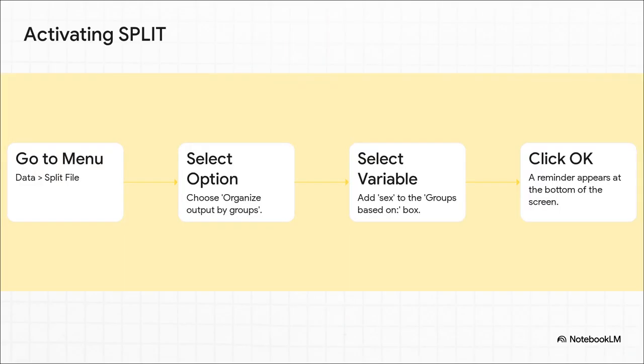And turning this function on is, you guessed it, super easy. You just go to the Data menu, then click Split File. Tell it you want to organize output by groups, and then you just pop your grouping variable, in this case, sex, into the box. You click OK, and you'll even see a little message at the bottom of the screen telling you that the split file is on.